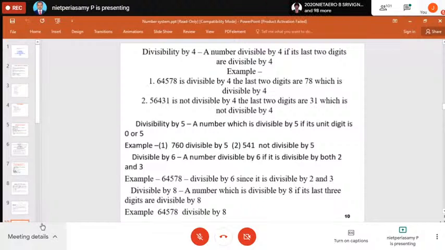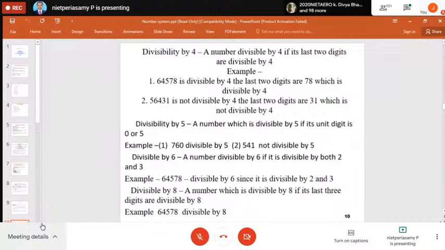Come to the second example, 56,431. In this 56,431, the last two digits are 31. 31 is not divisible by 4, so the whole number 56,431 is not divisible by 4. This is divisibility by 4.